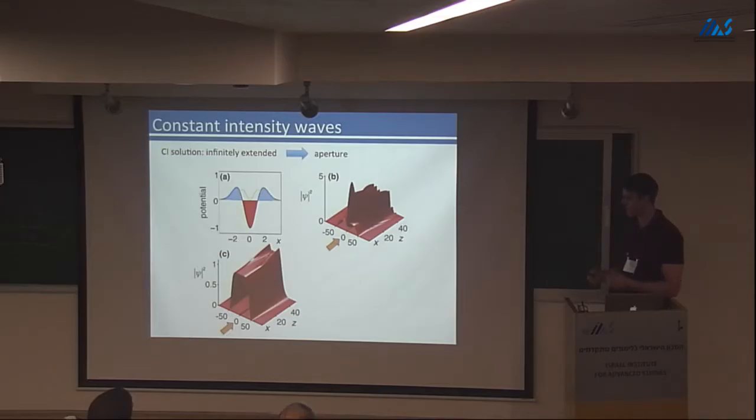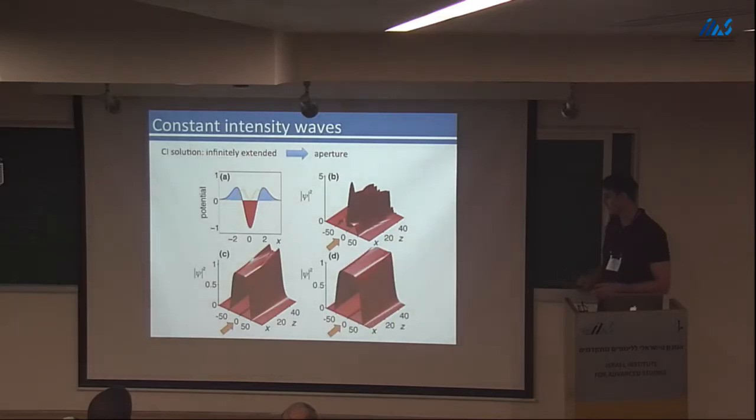However, if we inject a truncated version of this constant intensity wave, we see that the intensity, so that's this plateau here inside the aperture, is constant over a considerable length in c direction. So please also note the different scaling. Here it ranges from 0 to 5, and here the plateau of constant intensity is exactly at 1. And if we increase the size of the aperture, we can also increase the length over which the wave maintains its property of a constant intensity.